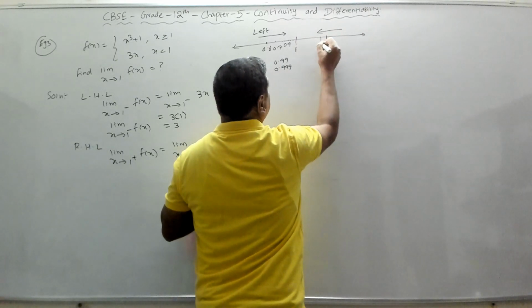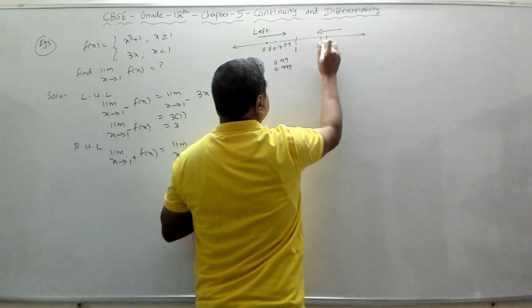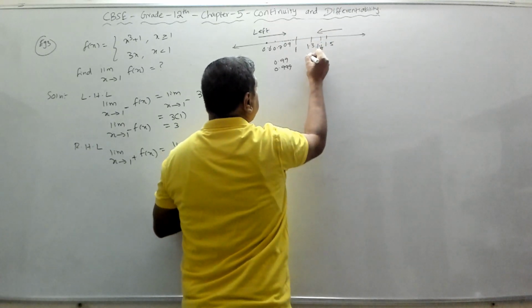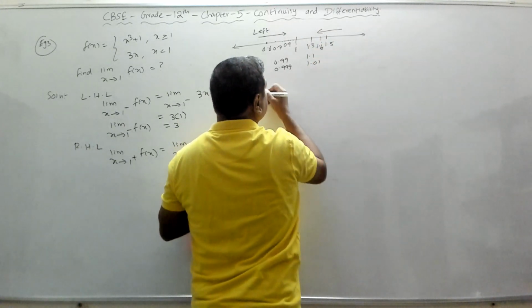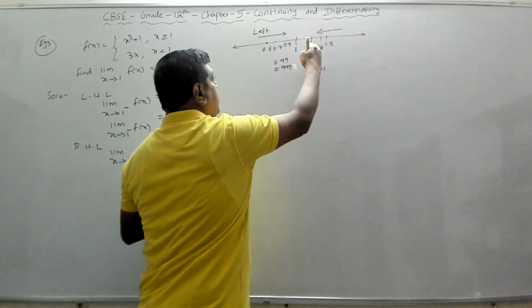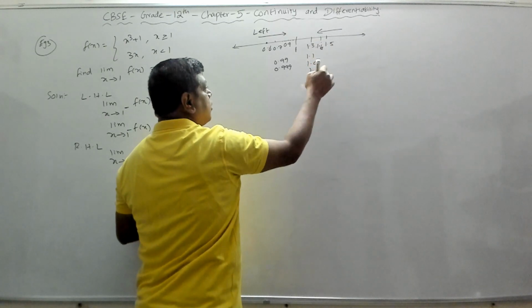1.5, 1.4, 1.3. Like that it will approach. So it will be 1.1, 1.01, 1.001. So it will be like these. The values on the right side of 1 will be like this, and very, very close to 1.